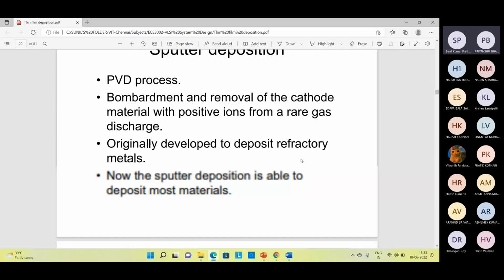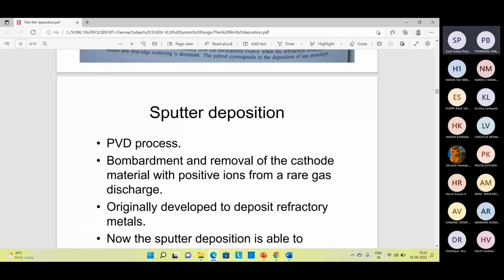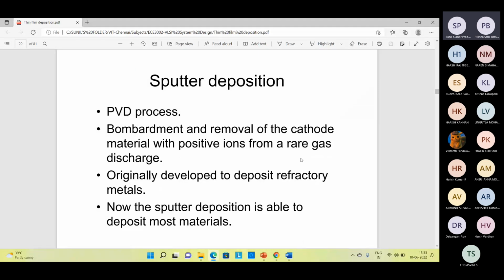Another thing is that we have sputter deposition. This is another deposition technique that we call sputter deposition. In this case, this is also one kind of physical vapor deposition system. But unlike molecular beam epitaxy, here the bombardment and removal of the cathode material takes place with positive ions from a rare gas discharge. So what happens in these cases?